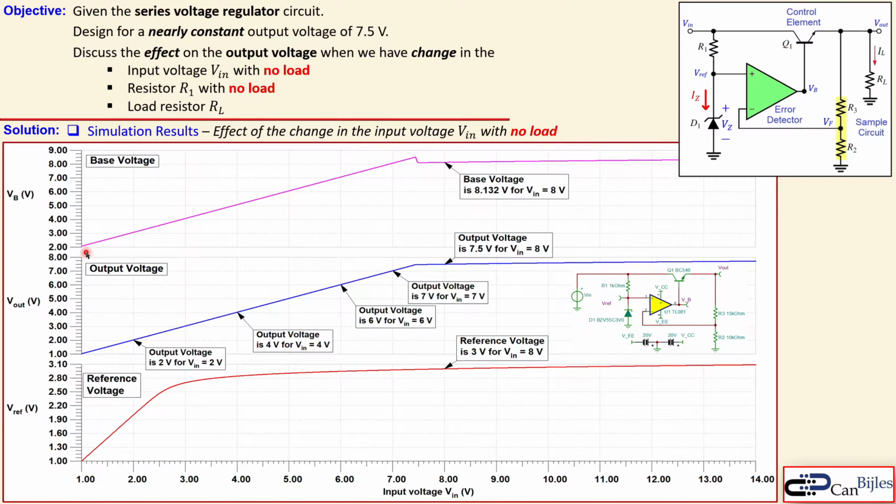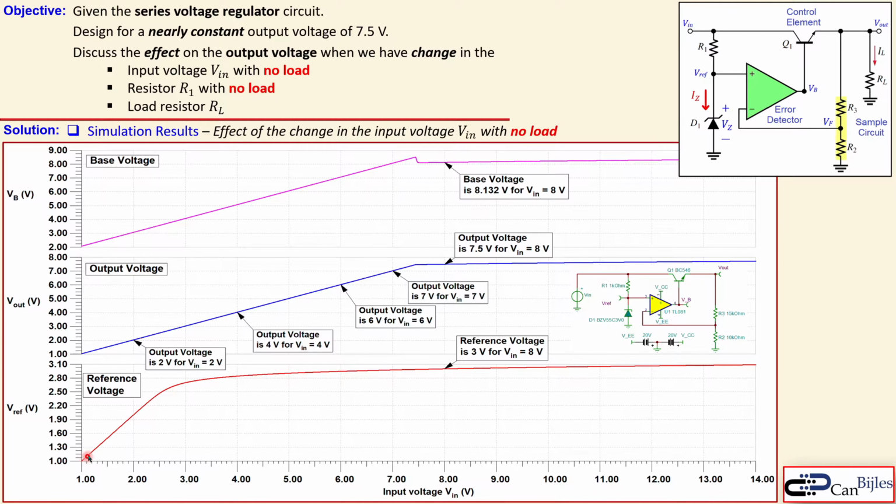This is also happening with the base voltage, because the base voltage is a little bit larger than the output voltage because of this voltage drop across the base emitter junction of this Q1 transistor. So you see actually the same linear relationship, but is of course shifted up by approximately 1 volt, and then the base voltage is also getting constant when we reach our value here for the input, which makes the output again constant.